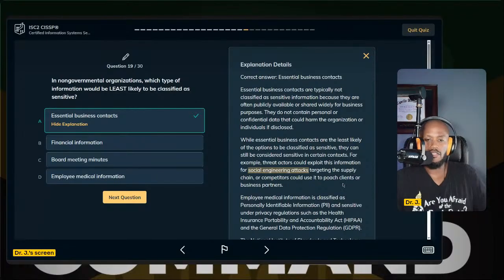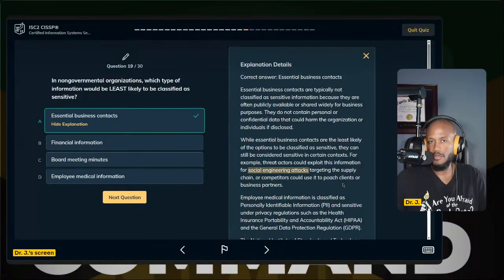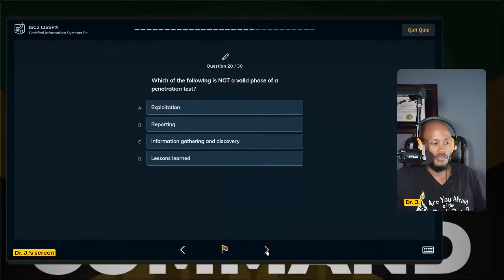They're not classified as sensitive because they're often publicly available or shared widely for business purposes. It's the same thing as people who have their LinkedIn. Certain people may have their profiles locked down to a certain extent, but essentially you're still putting that out for the public. At the minimum, your name and maybe the sector where you work. I always tie that back to those old school business cards. If people are handing that out, I don't think that should be classified as sensitive.